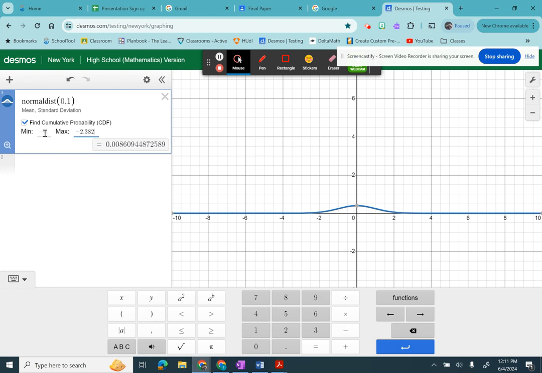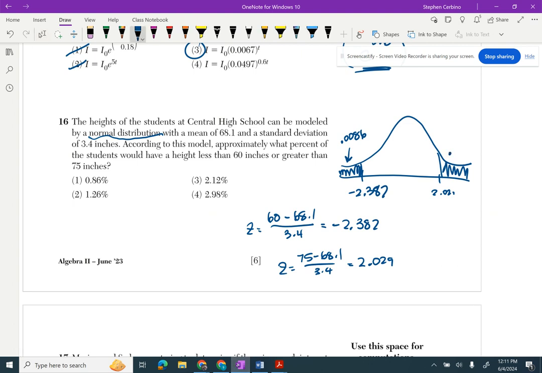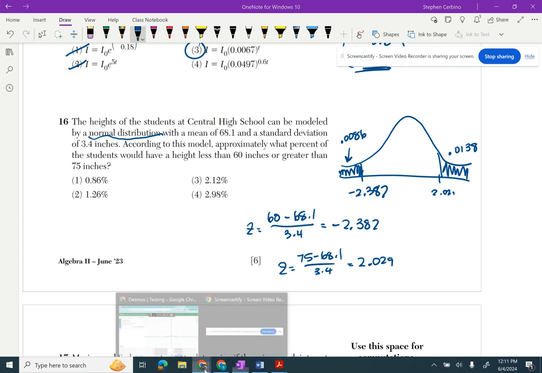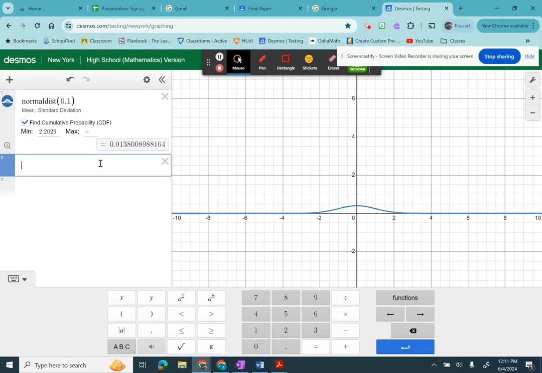So if we go back here and we make the minimum number 2.029 and the maximum number just leave blank, you'll see the chance of the top part, 0.0138. So now if I add those two percentages together, I get my answer. If I do 0.0138 plus 0.0086, I get about 2.2 as my probability.